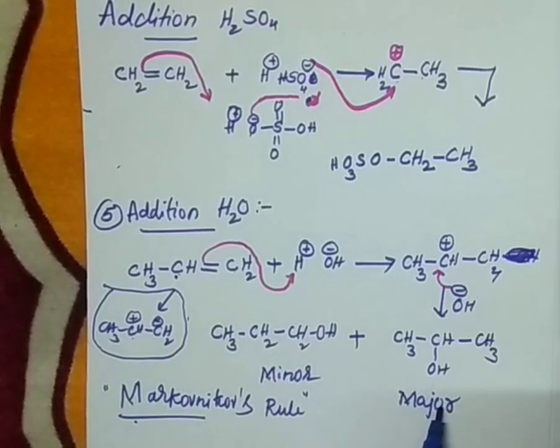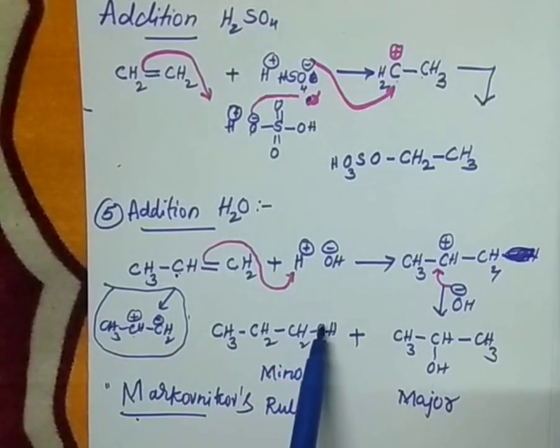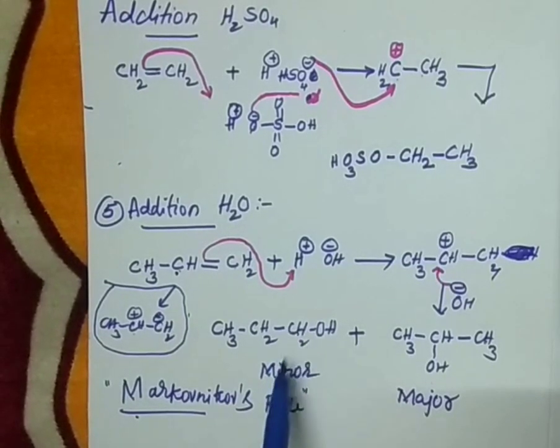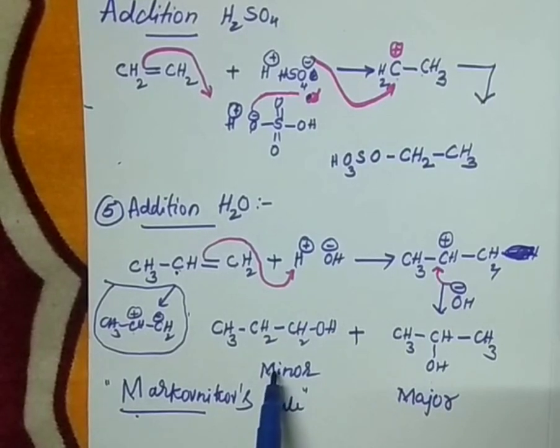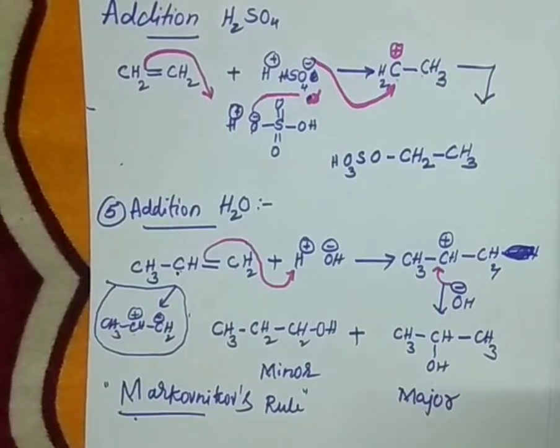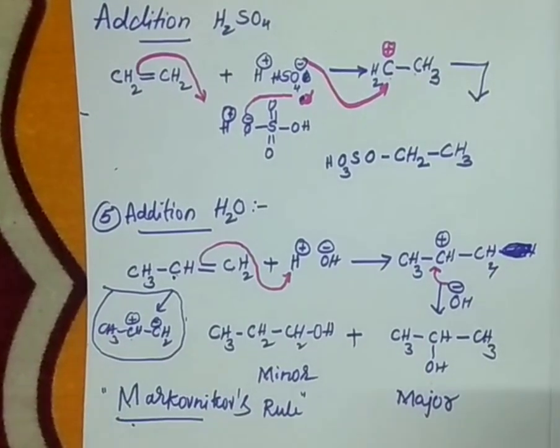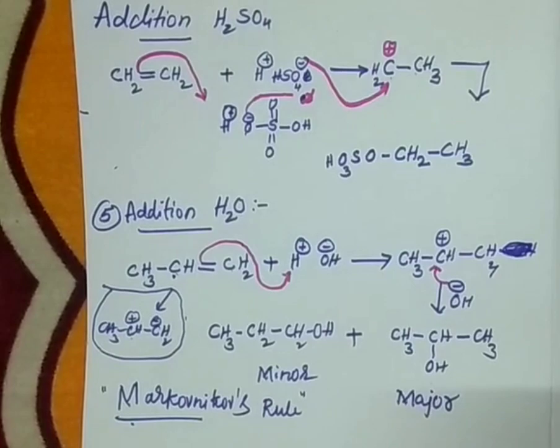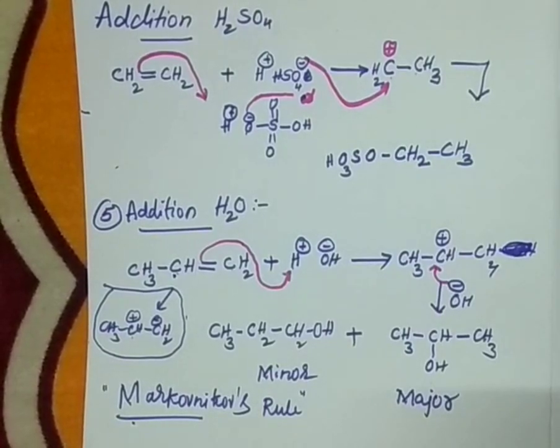That will be the major. See here, the negative part of the addendum. Addendum means adding reagent. Added onto the carbon having more number of hydrogen is minor. Unless this reaction is under hydrogen peroxide, and we had no hydrogen peroxide, there is no anti-Markovnikov rule. Here it is just Markovnikov's rule. Right? This is addition of water.